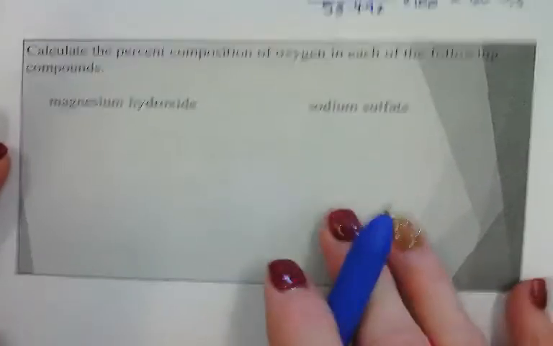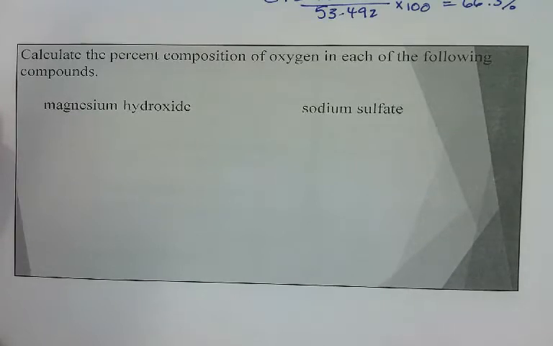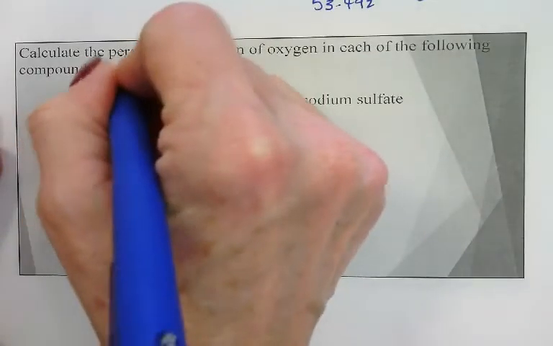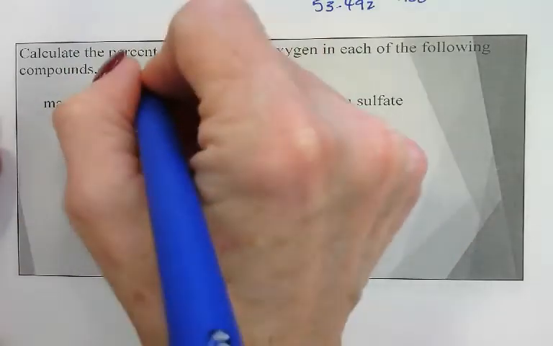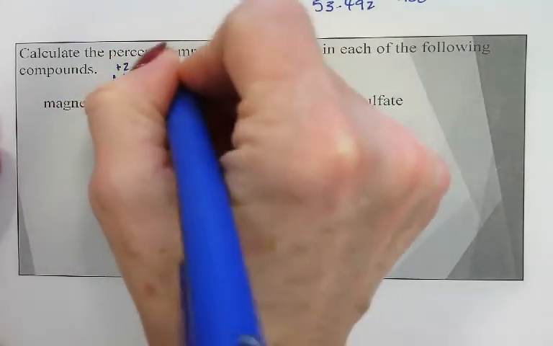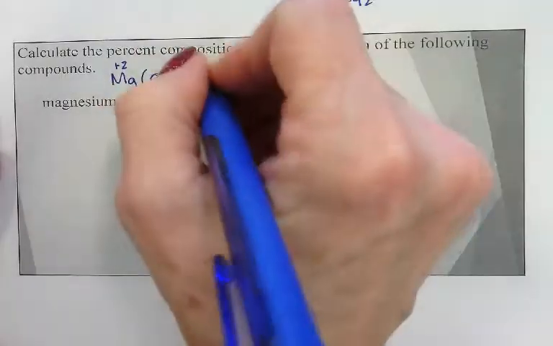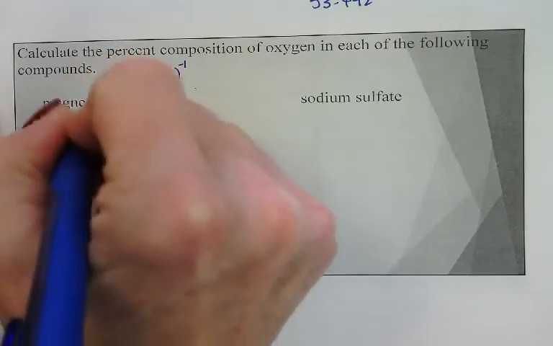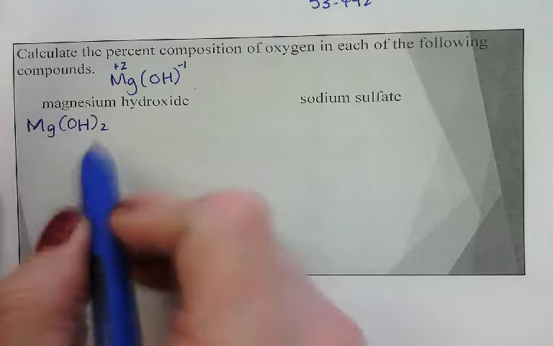So for these next couple problems, we're going to calculate the percent composition of oxygen only in each of the following compounds. So let's write the formula here. Magnesium is Mg with a plus 2 oxidation number. Hydroxide is a polyatomic ion, OH, with a -1 oxidation number. So I'm going to crisscross those, and my formula is going to be Mg(OH)2. All right, so I need to calculate the whole thing.